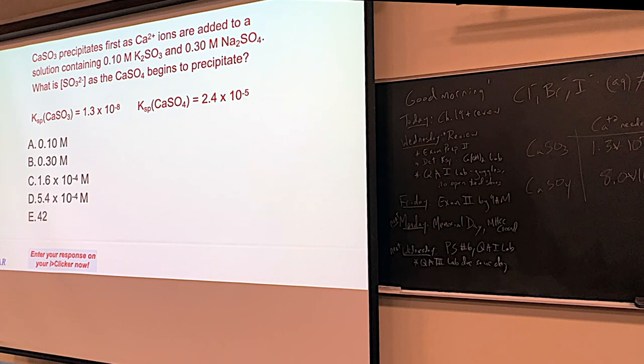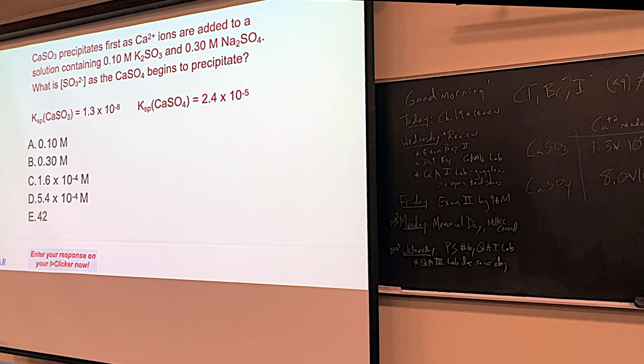All right. So in the last problem, we found that the calcium needed to make the calcium sulfite precipitate was quite a bit less than the calcium needed to make the calcium sulfate precipitate. And at first, we just looked at these numbers. Smaller means precipitate first. We got these numbers by taking these Ksps and dividing by the appropriate amount. So like this one, we divided by the sulfite, 0.1. And this one, we divided by 0.3.